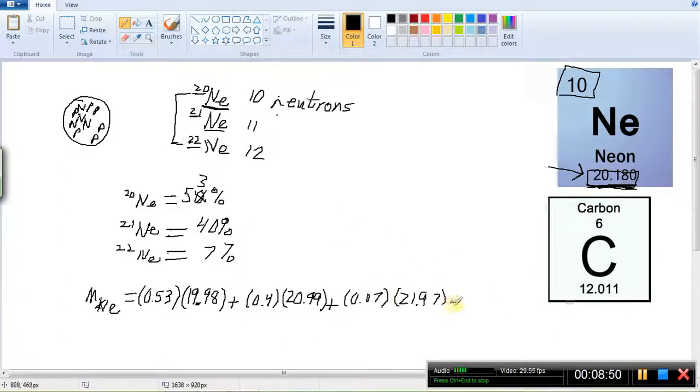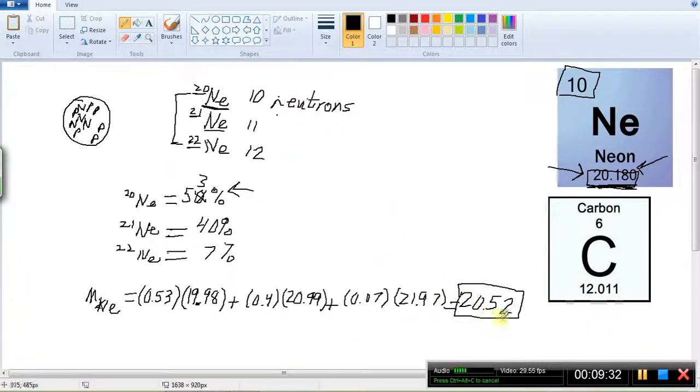And so if we solve that problem, we would get 20.52 as the average atomic mass for neon. Now the true average atomic mass, we can see it here, is 20.18, and that's because these abundances are not accurate. I just made those up. But if you had the accurate abundances, you could plug it into this equation and then you would get 20.18. And you can do this for any element where you have the percents and the atomic mass of each isotope.